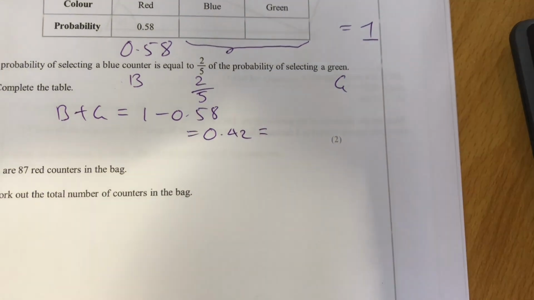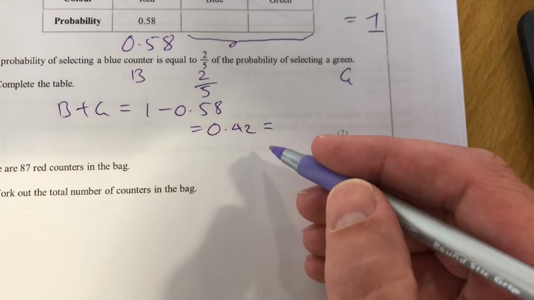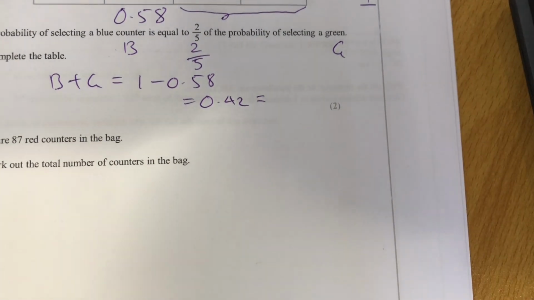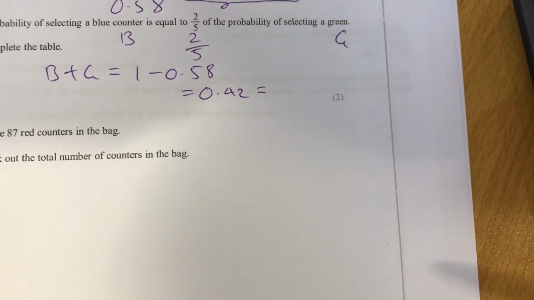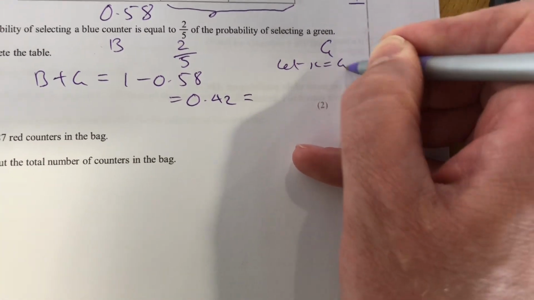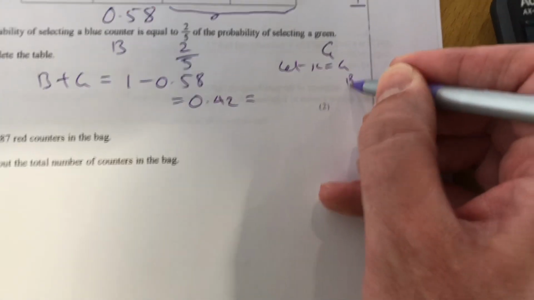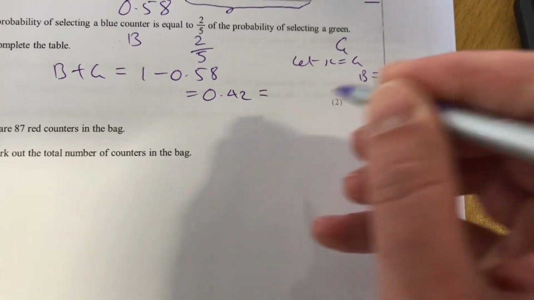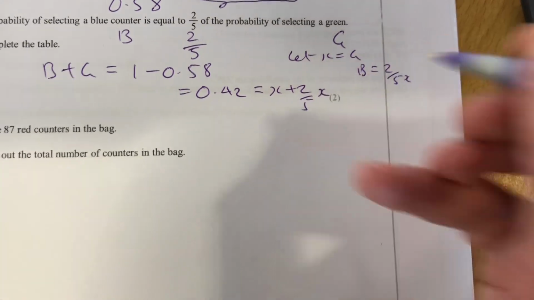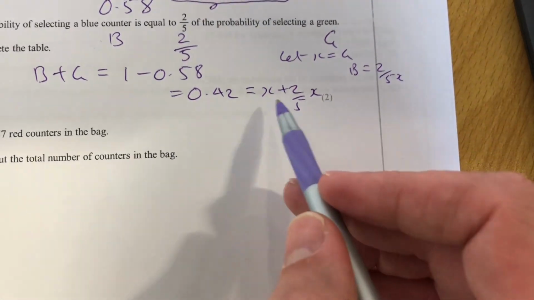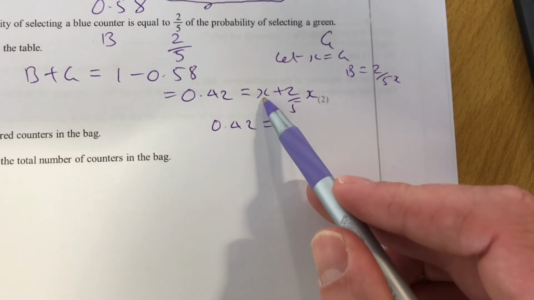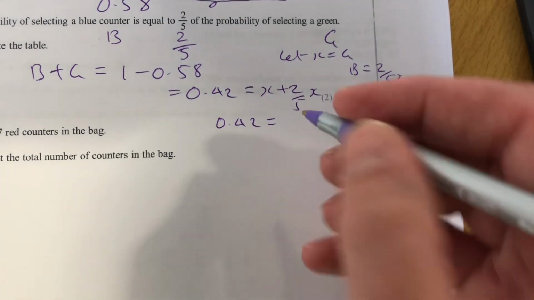But let's put some algebra here. What are we going to let equal x? Green. So we're going to let x equal green. So the blue is going to equal 2/5 of x. So 0.42 is going to be x plus 2/5 of x. And if we add those two fractions together, that's 5/5 plus 2/5, which makes 7/5.